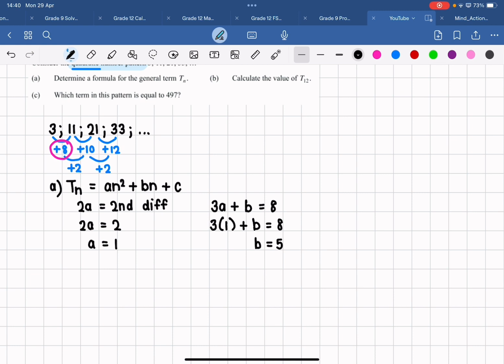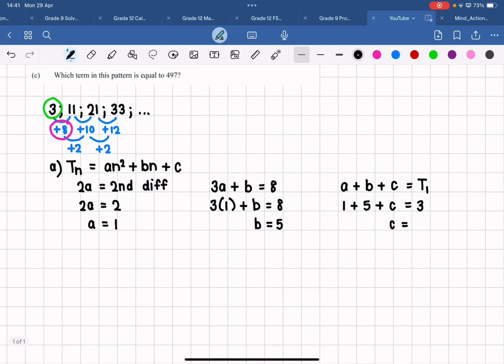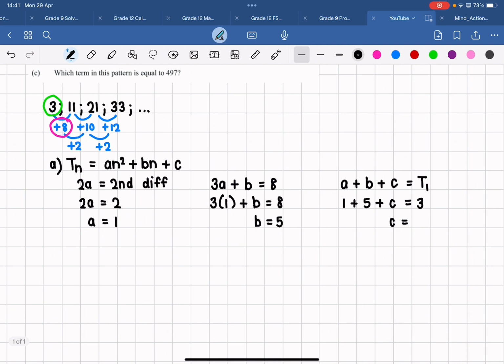Then finally, our last formula is that a plus b plus c is equal to term 1 of the actual quadratic number pattern. So we are using that value. Again, we can calculate the value of c in this case because we have already calculated a and b, and we can sub those values in. So if I put those values into that equation, I'm going to get that c is equal to -3.